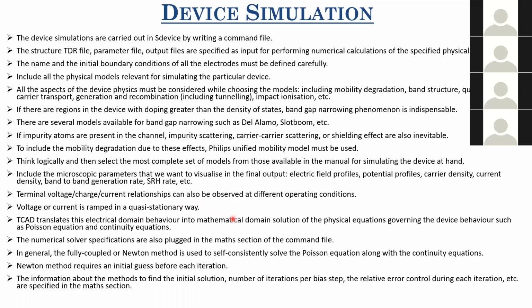Also, we can define the number of iterations per bias step. I mentioned that first we calculate it and then we again solve it self-consistently, so there can be a number of iterations per bias step. And also the relative error control, I mean, the difference between the error of the two nodes. That is also something that we can define in the math section while we are defining this device simulation command file. So these are some of the elements that we have to define.